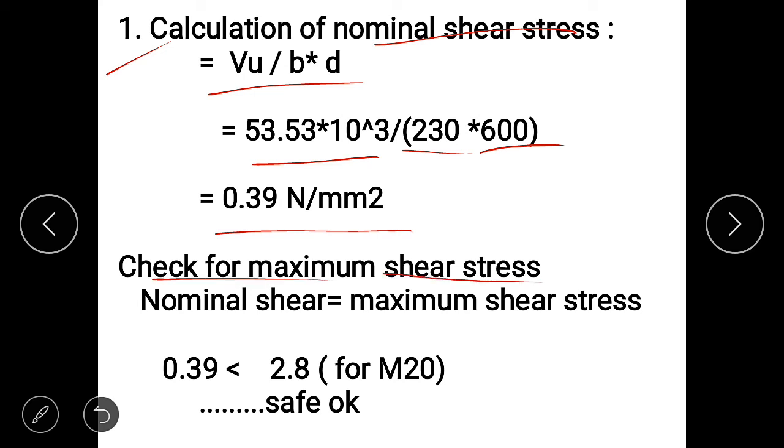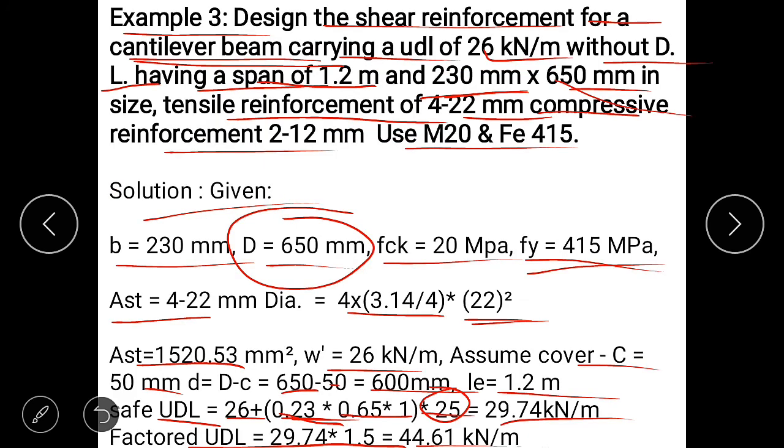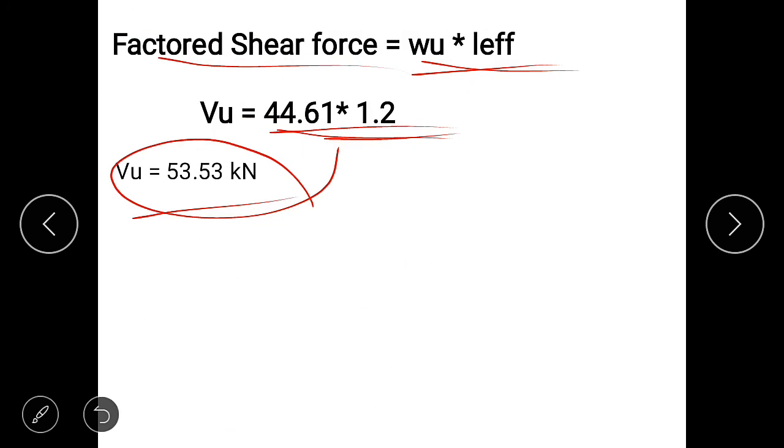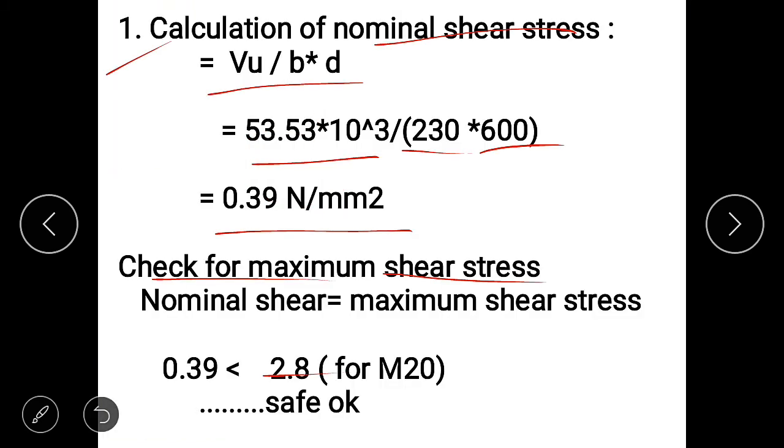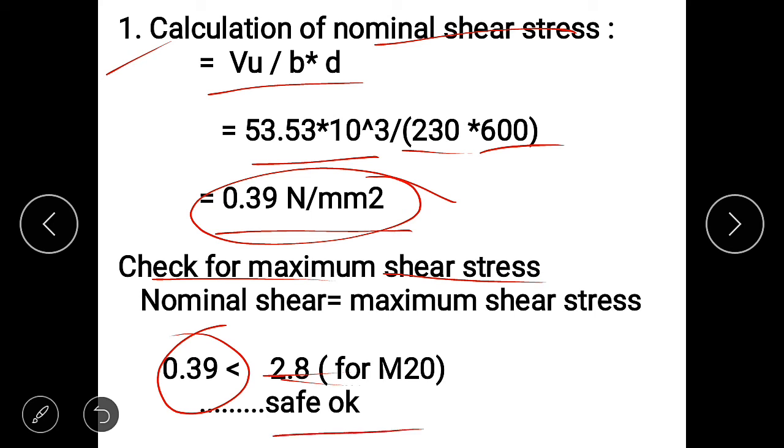Check for maximum shear. The grade of concrete is given M20. So for M20, the maximum shear is 2.8. So use 2.8. And our nominal shear is 0.39. So 0.39 is smaller than 2.8. So safe.